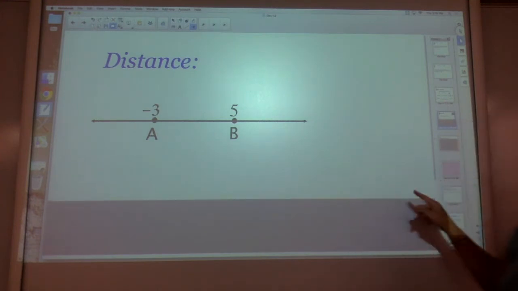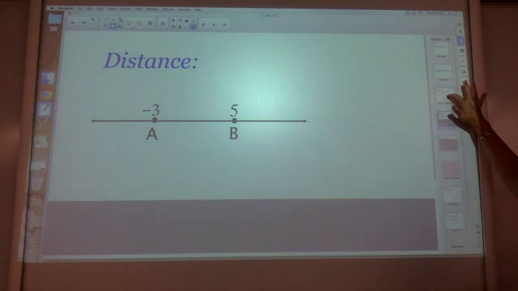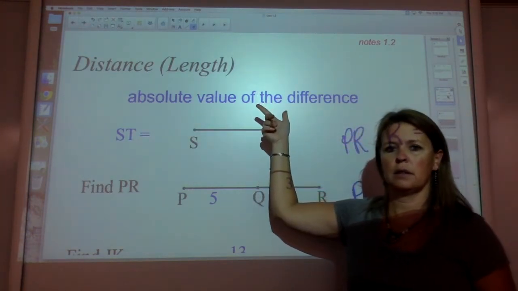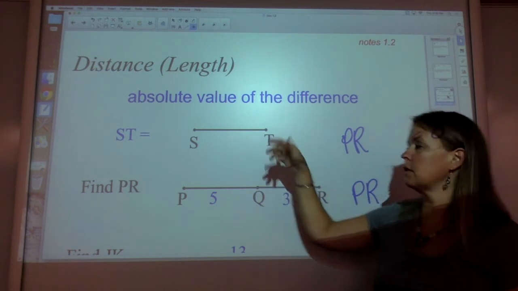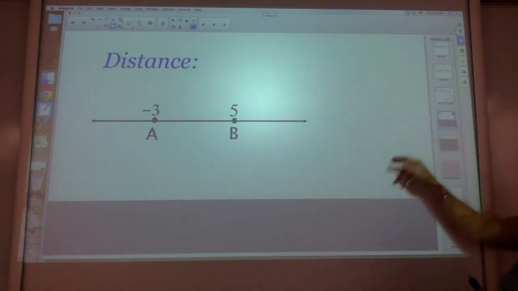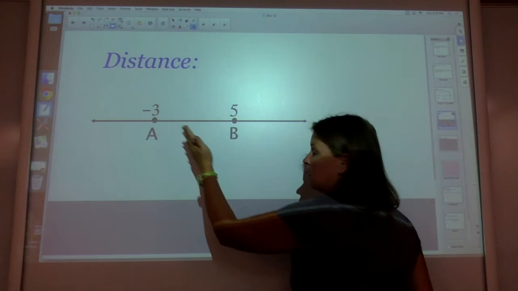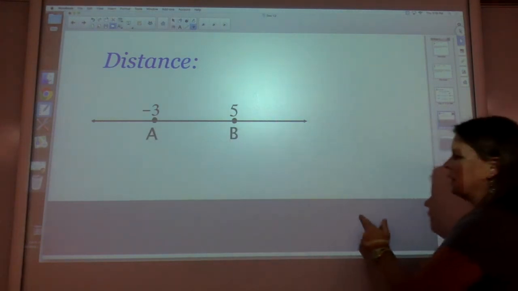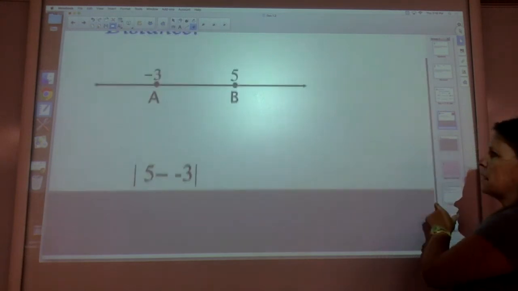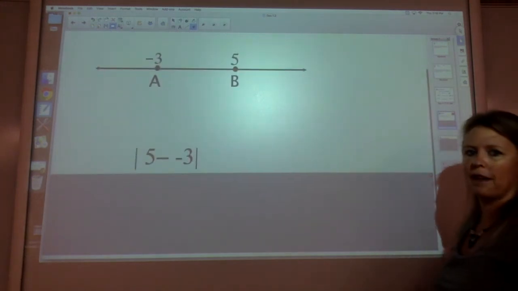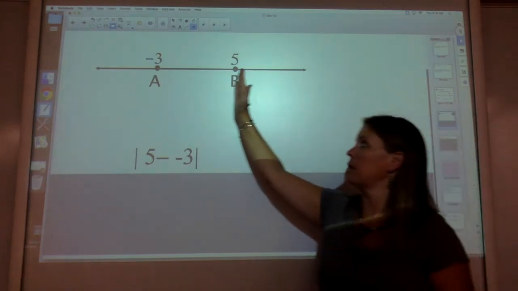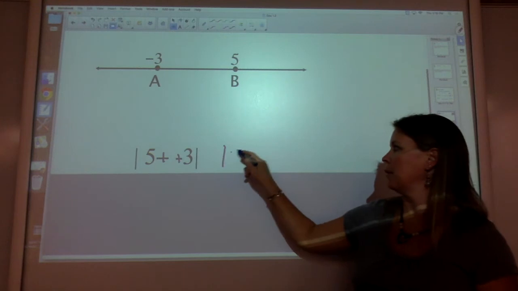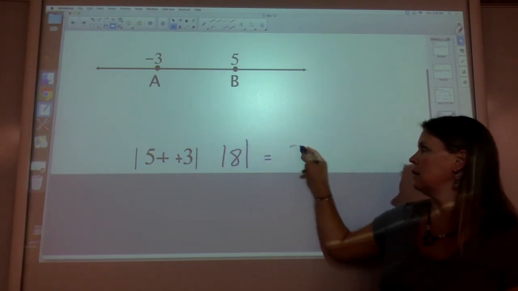If I want to find the distance between those, and I go back to the description of distance, it's the absolute value of the difference. The absolute value of the difference of those two numbers. So your choice, whether you're driving from A to B, or walking, because you guys can't drive yet, walking from A to B or from B to A, you should get the same distance. If you choose to set up the problem as the absolute value of 5 minus -3, you will go from here to here. Minus a negative makes it positive. The absolute value of 8 is actually 8.